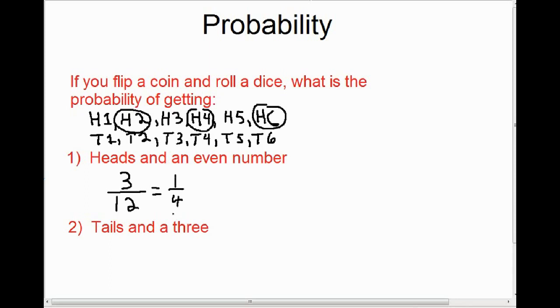Now, for the second example, again, the total number of outcomes is going to go in the denominator, and it's still 12, because that's all of the possible things that could happen. And now when we're looking for our favorable outcome, well, our favorable outcome is we want tails and a 3, and that's only happening once here on our list. So our probability of getting tails and a 3 is 1 out of 12.